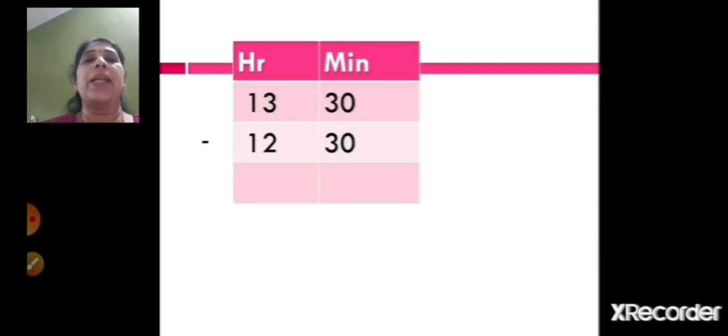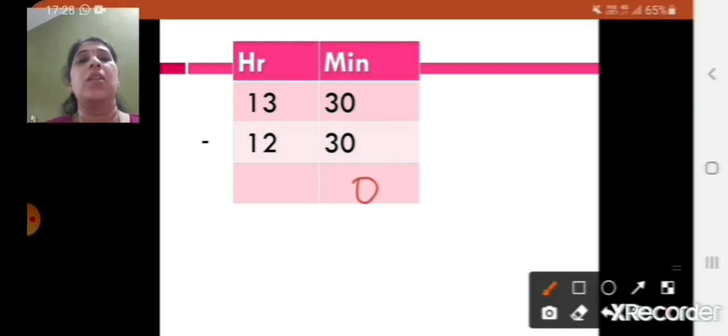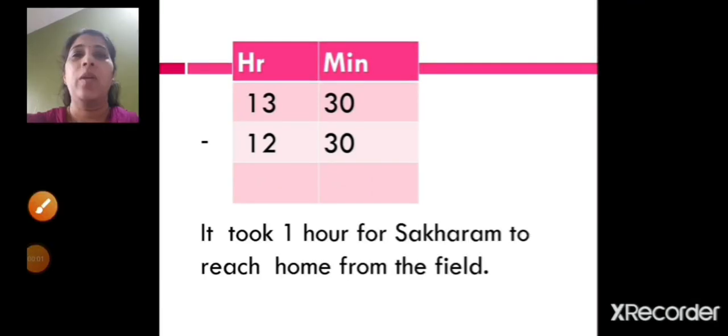Again what we have done: 13:30 minus 12:30. 0 minus 0 is 0. 3 minus 3 is 0. 3 minus 2 is 1 and 1 minus 1 is 0. So 1 hour. You will write: it took 1 hour for Sakaram to reach home from the field. Right, children? I hope, students, you have understood till this much.